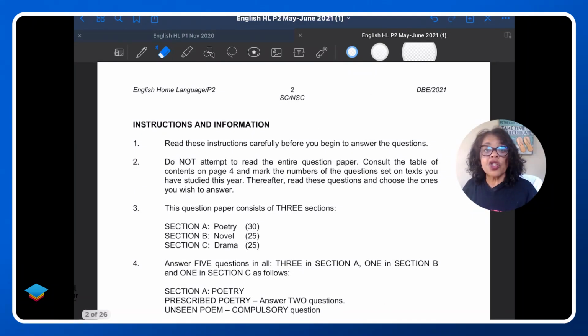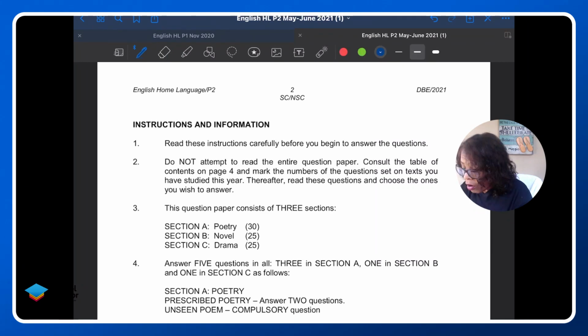Let's move on to the instructions, which are very important. So the instructions will be the very same for your question paper. You are told to read the questions clearly and carefully. And number 2, it says do not attempt to read the entire question paper. Now that is important because you have choice questions in this question paper, and that is explained to you in section 3 or number 3 of this instruction sheet here, right?